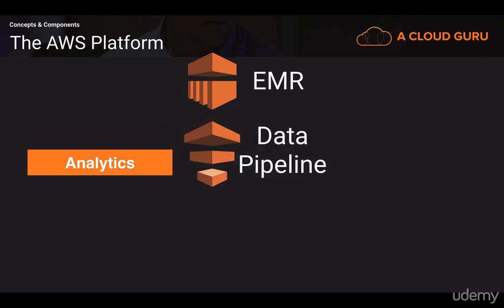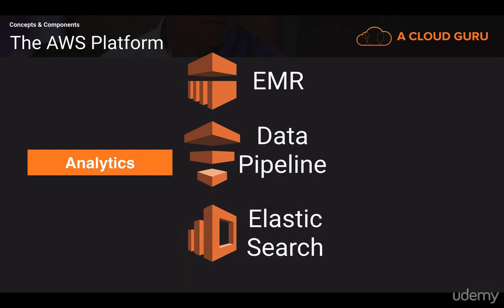We then have Data Pipeline. This is a way of moving data from one area or one particular service to another. We will have a quick lab on Data Pipeline. This comes up a lot more in the AWS Certified Solutions Architect Professional course, and you really do need to know how to use Data Pipeline in the pro exam.